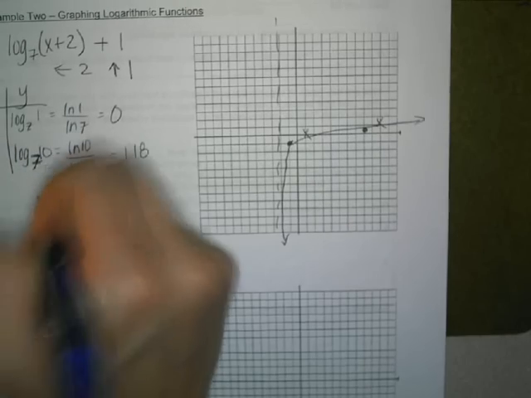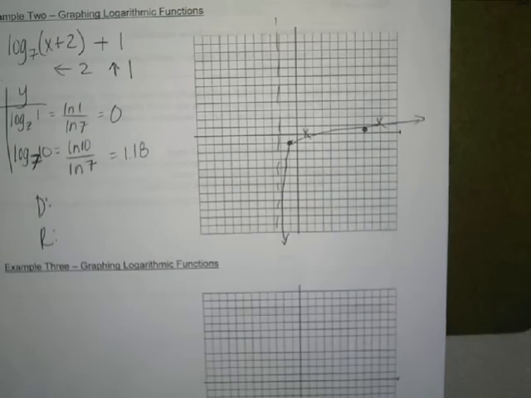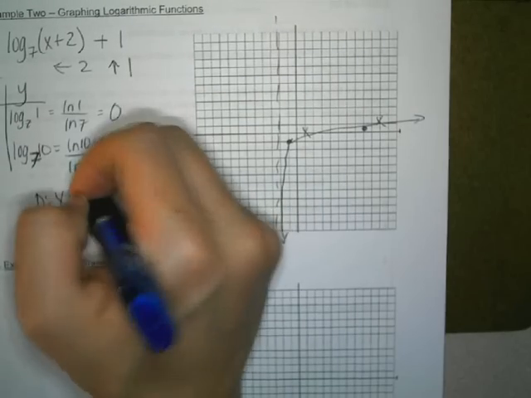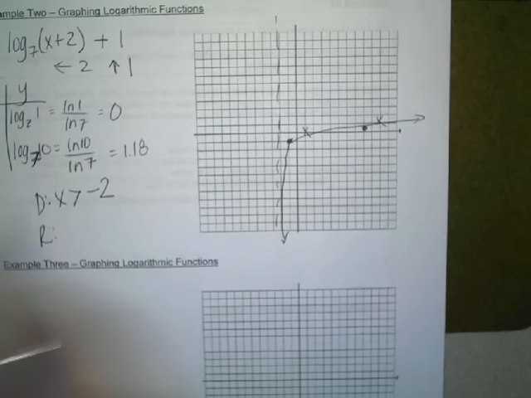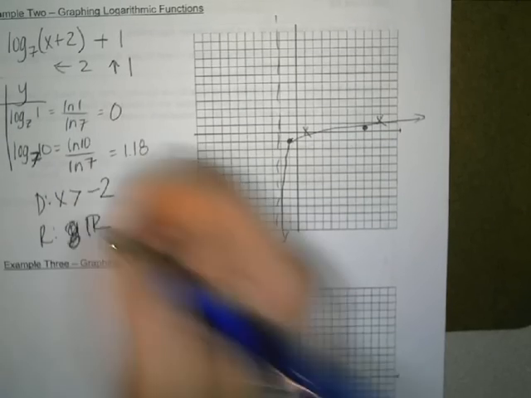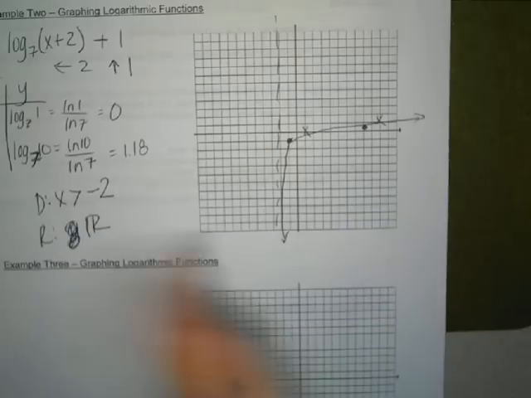Domain, range. Domain, our x-value is greater than -2 again, because your whole graph is on the right-hand side of that. And then your range is always going to be all reals, because it will eventually cover every y-value if it continues towards infinity.